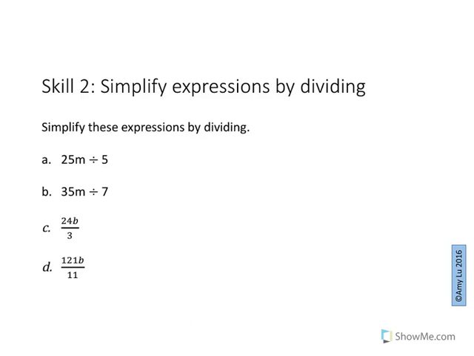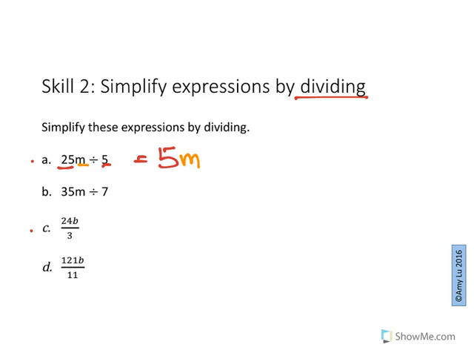Now in skill 2, we're going to do the same thing, but this time with division. And often we see it in the form where it's straightforward on a line or in the form of a fraction. So it's the same idea. 25 divided by 5 is just 5. And since the m is untouched, we have to make sure that we include it, so it's just 5m.